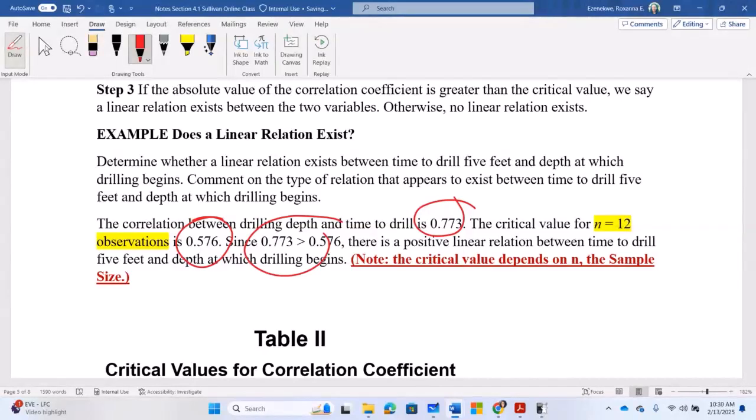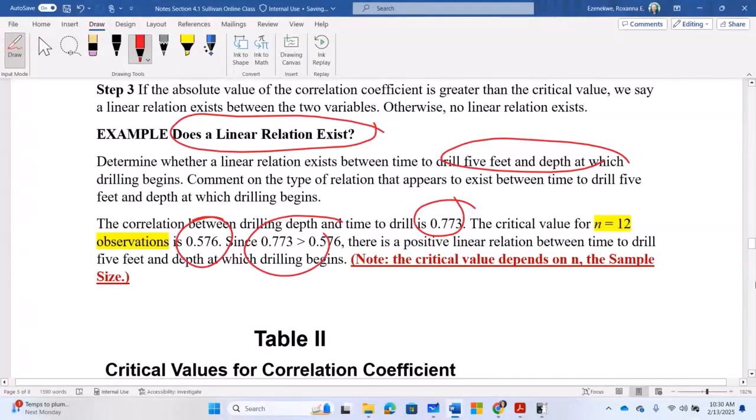The critical value. So what did I just say? Let's go and see it. You can be told to decide if there is a linear relation. Does the linear relation exist? Determine whether a linear relationship exists between the drill time and the fit. Comment on the type of relation that appears to exist between the drill time. So we already talked about that, but let's go back to the table and see what they are actually saying.